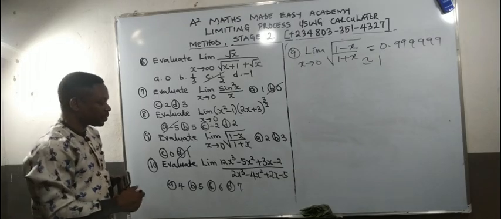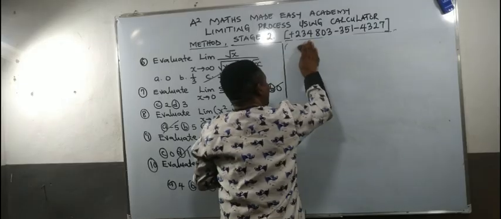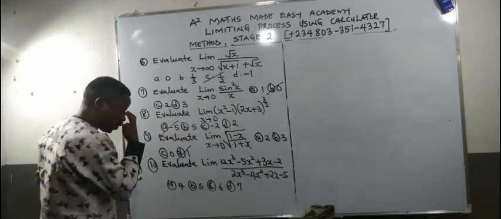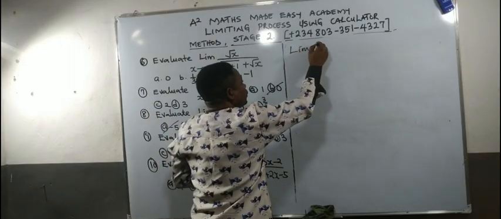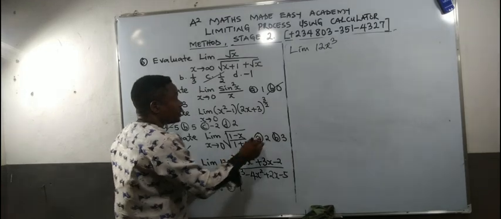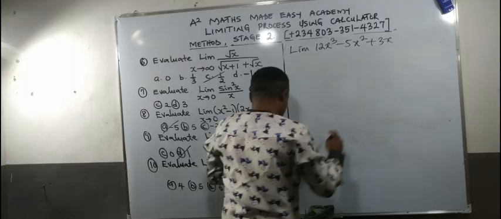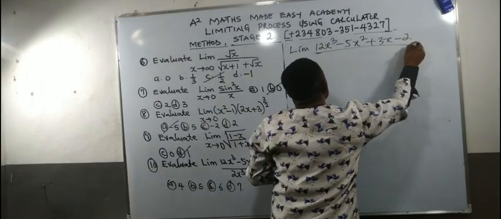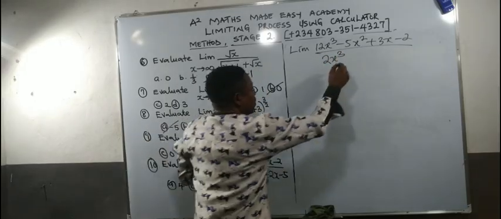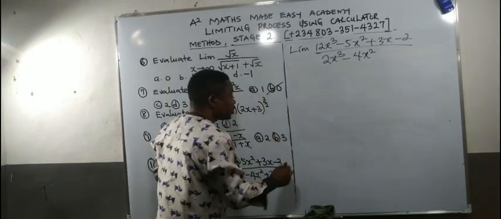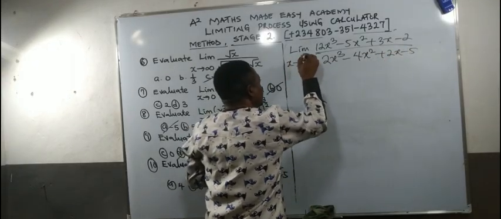Then finally, which is question number 10. Can we dissolve it? Watch. Question number 10. Now the question says, look up. Evaluate limit of 12x raised to power 3, minus 5x raised to the power of 2 plus 3x minus 2 all over the denominator. What's the denominator? 2x raised to the power of 3 minus 4x raised to the power of 2 plus 2x, then minus 5 as x approaches infinity.